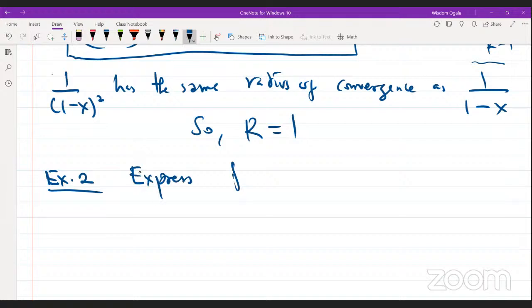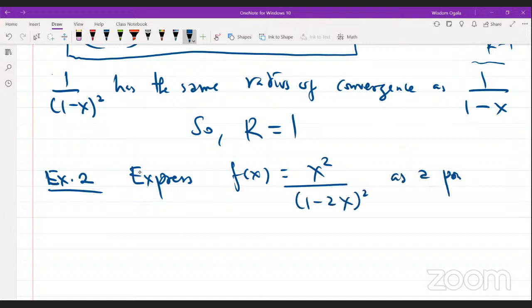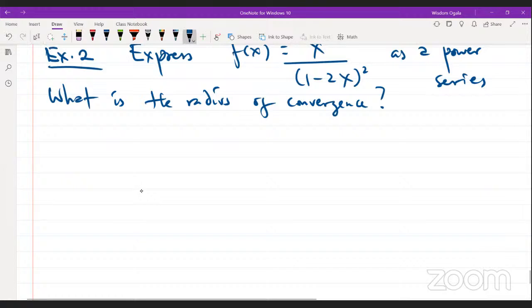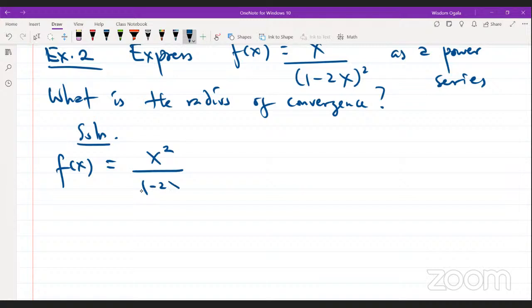Express f of x equals x squared divided by (1 minus 2x) all squared as a power series. What is the radius of convergence? Solution. What is my f of x? I'm given this to be x squared divided by (1 minus 2x) all squared.